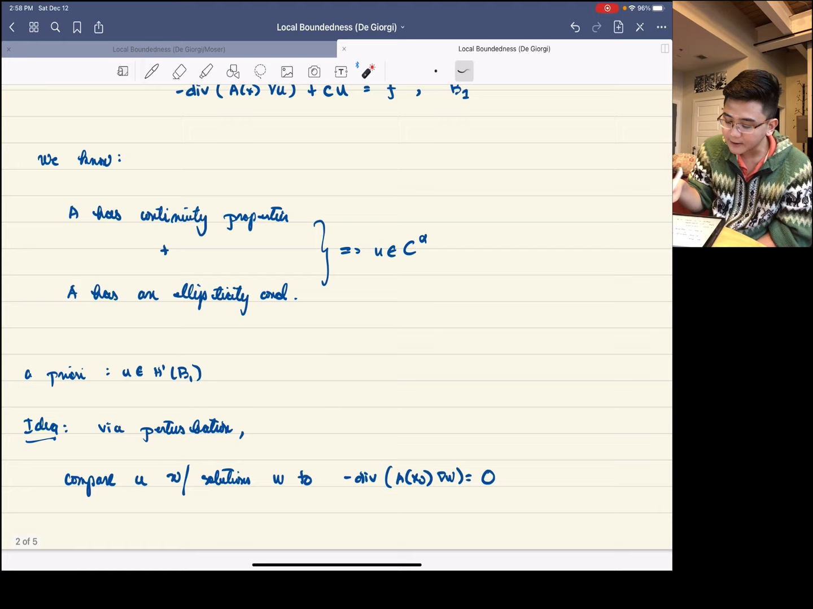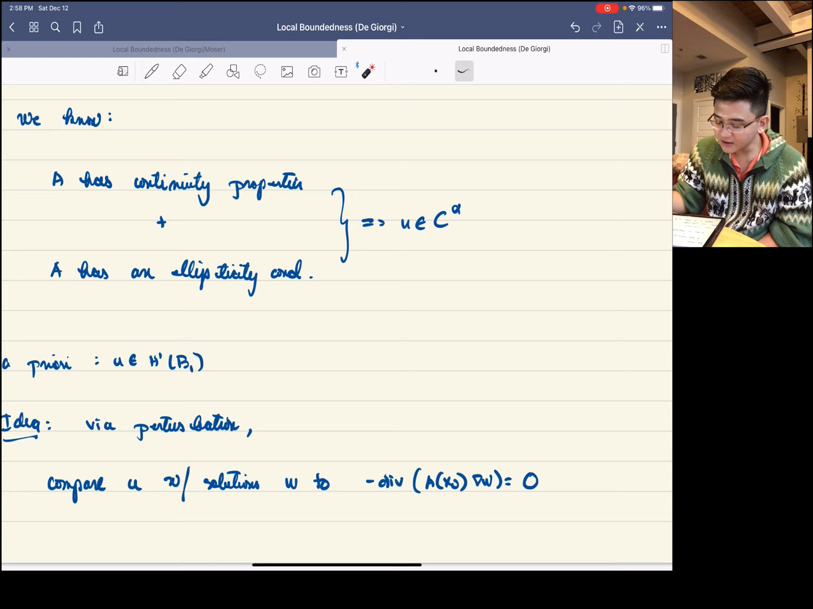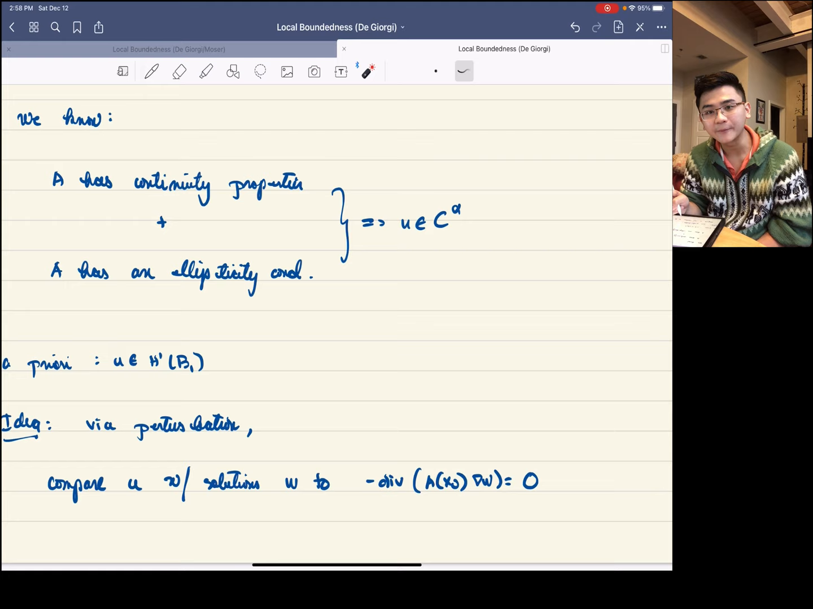That's a leg up, because a priori, you only know that U is in H1, and now we're saying that it's not just in H1, it's actually going to be continuous. Not just continuous, C alpha continuous. And the idea was to use perturbation methods where we compare U with solutions W to constant coefficient equations. So the idea here is that if we're close to x0, then we can estimate U by how close it is to W. And we know that W, being a solution to a constant coefficient PDE, has very good regularity. So the idea is, can we borrow that regularity from W? It's called perturbation because we are comparing things in a small neighborhood of some point.